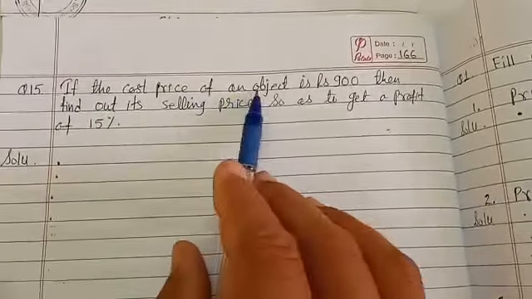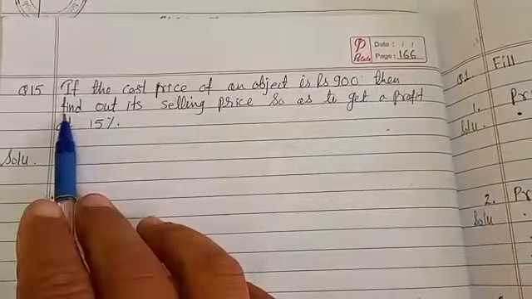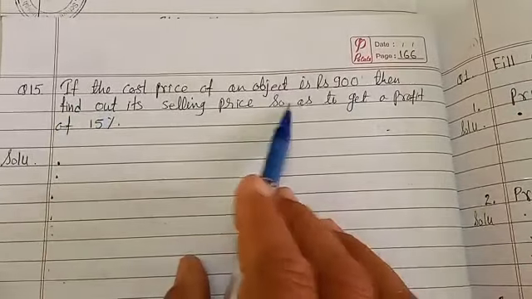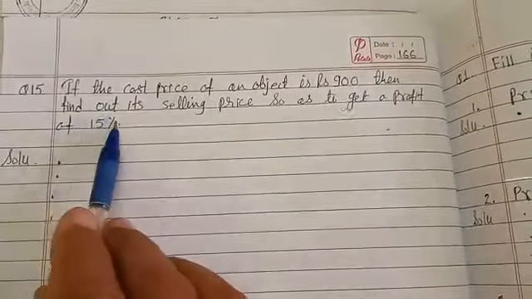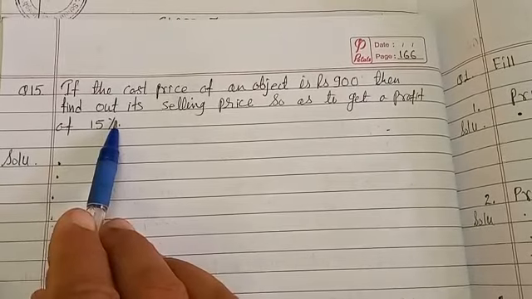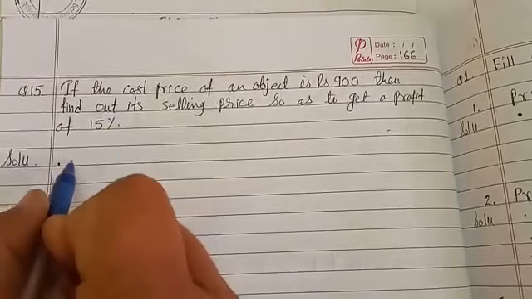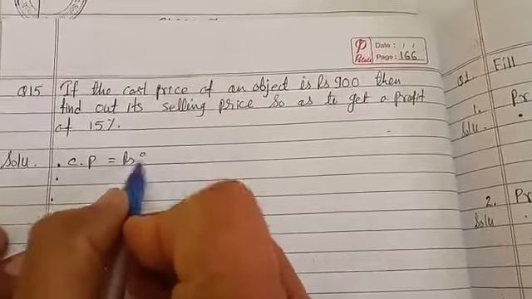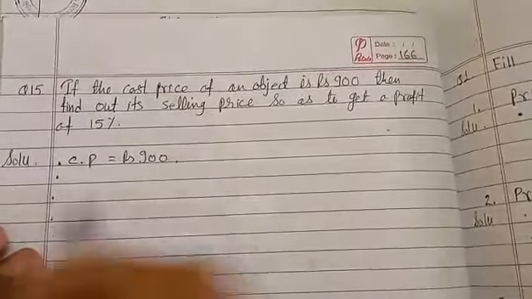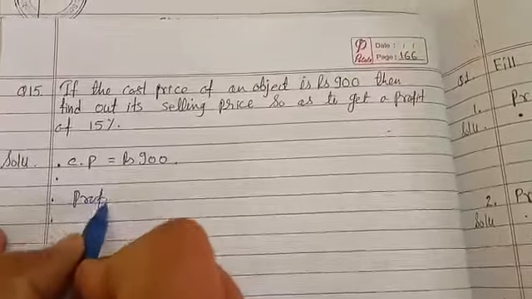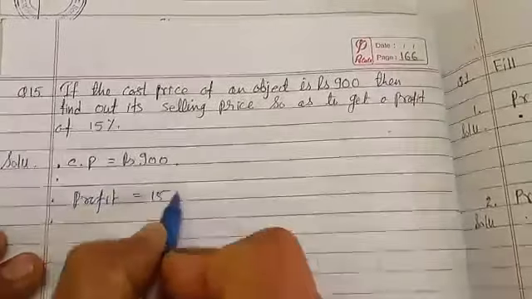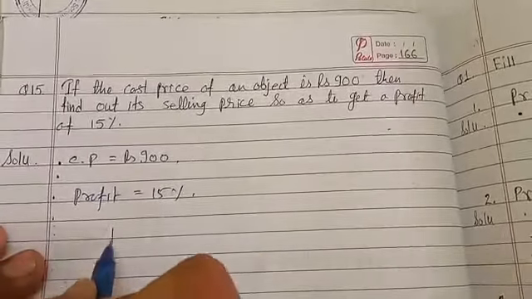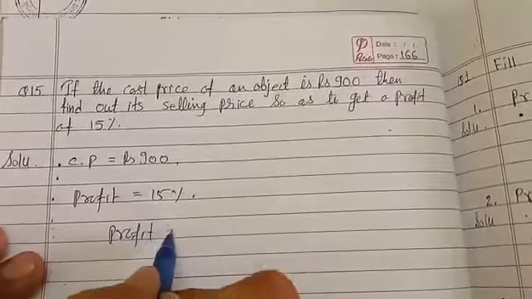See the 15th question. If the cost price of an object is rupees 900, then find out its selling price so as to get a profit of 15%. We have to find the selling price. Cost price, how much is it given? Cost price of the object is rupees 900. How much is the profit? Profit is 15%. We have to find profit.